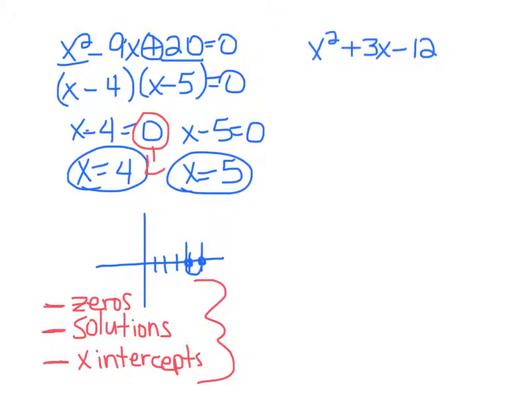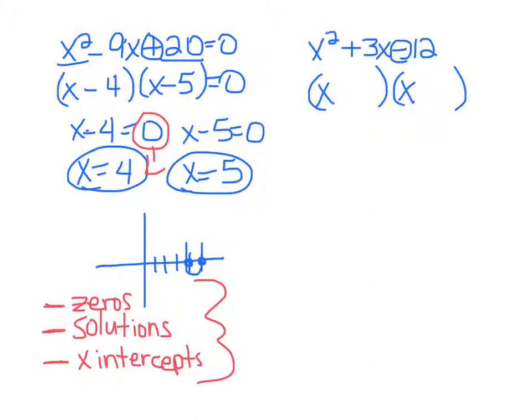Alright, now let's look at a second example: x squared plus 3x minus 12. In this case, we know that our first term in each set of parentheses is x, because x times x is x squared. Now we have a negative term on the end. Okay, this is minus right here, which means your factors of 12 must subtract to give you 3.